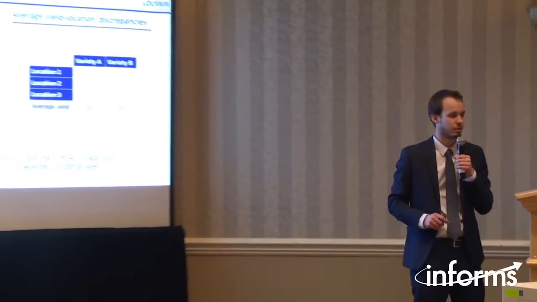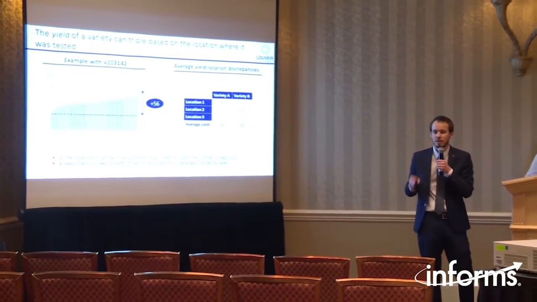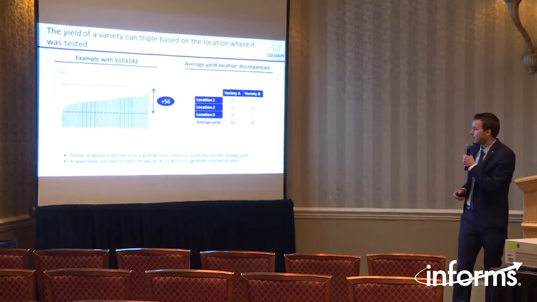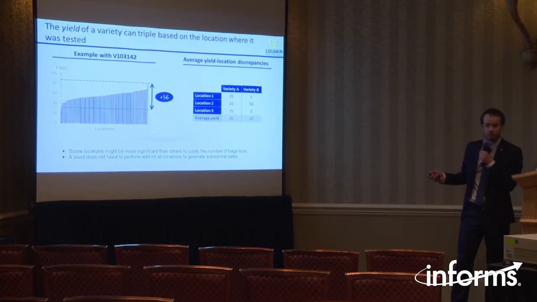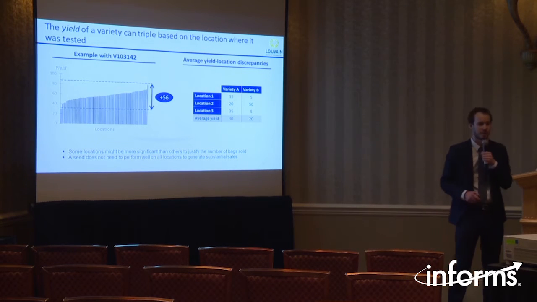The second reason is that a seed could do well on average, but bad on very important locations that are really strategic for Syngenta. Let's have a look at this second example. We have variety A and B that have been tested on locations 1, 2, and 3. As it is now, with the current selection method, Syngenta would select variety A, as it has an average yield of 30, which is higher than the one of variety B.